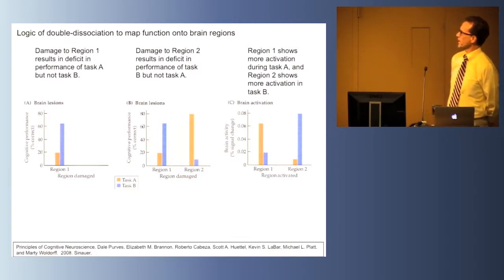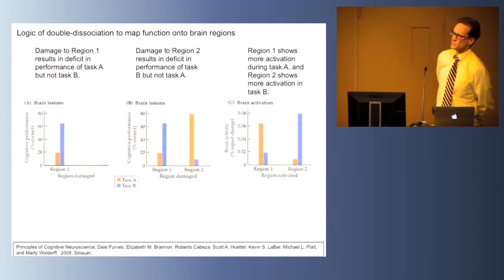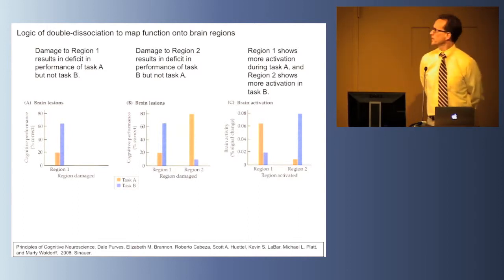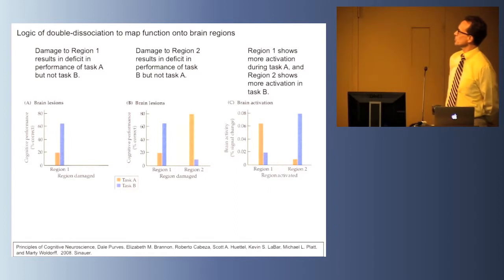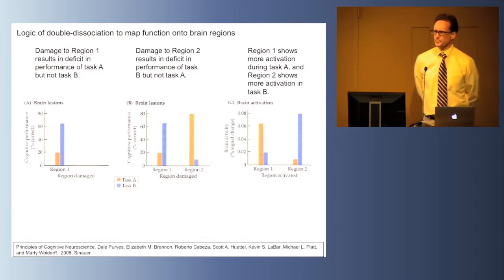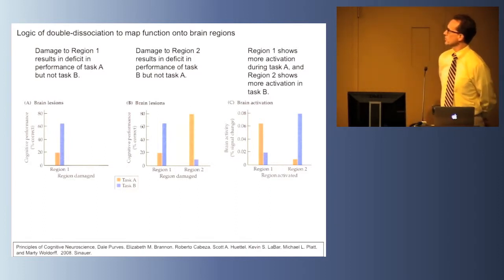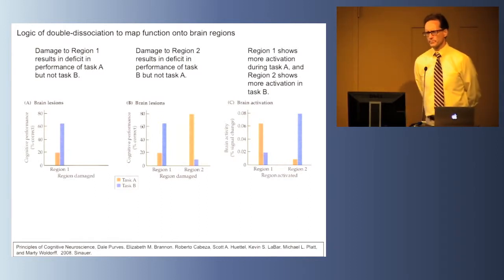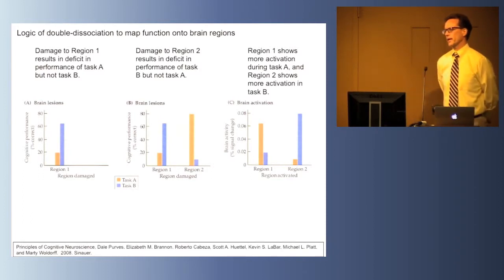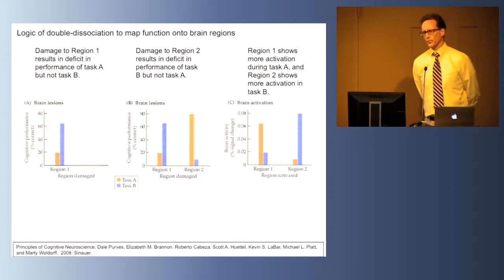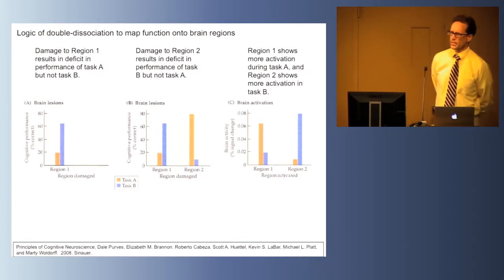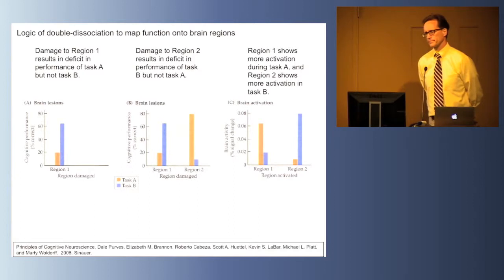And so task A is done only 20% correctly following damage to region 1, but task B is done 60 or 70% correctly. Now then, damage to region 2 causes a different pattern. Damage to region 2 causes a deficit in performance of task B, but not task A. So in a trivial sense, we could say that region 2 is auditory cortex. So now you can see perfectly well, but you can't hear. So you can do the visual task, but not the auditory task.